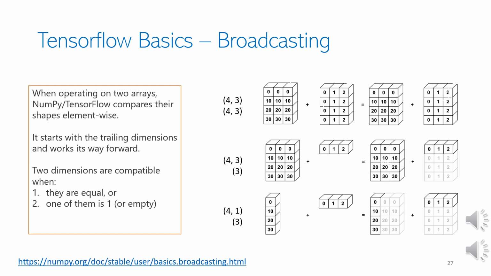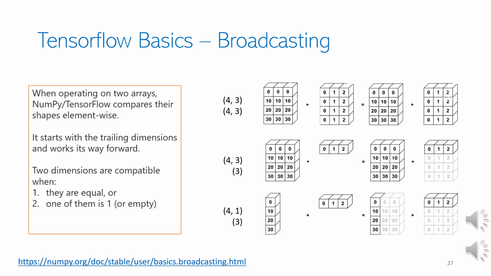So keep in mind this very simple rule. Whenever you're having an element-wise operation between two tensors, like for example addition, subtraction, division, any element-wise operation with two tensors will trigger broadcasting. Once broadcasting is triggered, NumPy or TensorFlow starts comparing trailing dimensions and works its way forward.